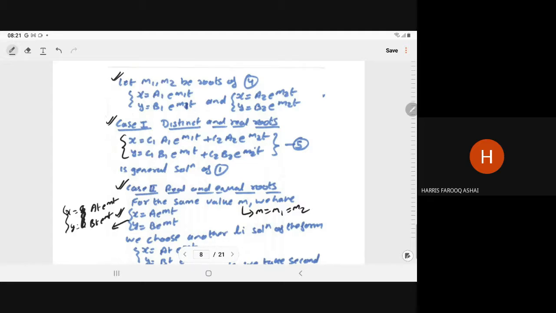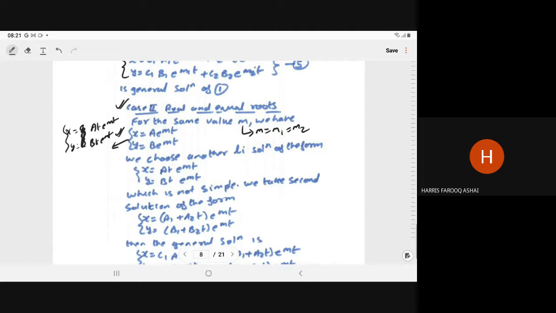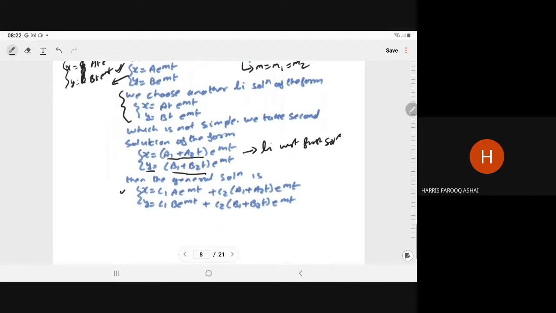But if you put this, it is not simple to solve. So to avoid that difficulty, the general perception is that we write the linearly independent solution with a multiple of x, or here with a multiple of t. But it is not simple. So here we take another solution of the form x is equal to (a1 plus a2 t) e to power mt, y is equal to (b1 plus b2 t) e to power mt, and this is linearly independent with respect to the first solution.